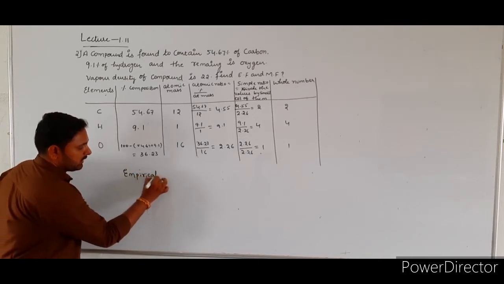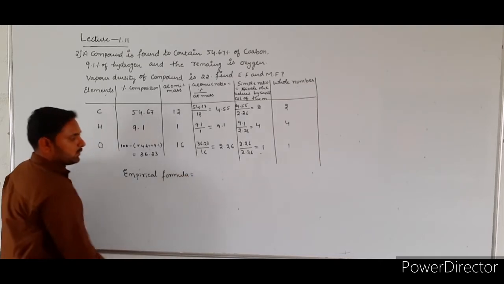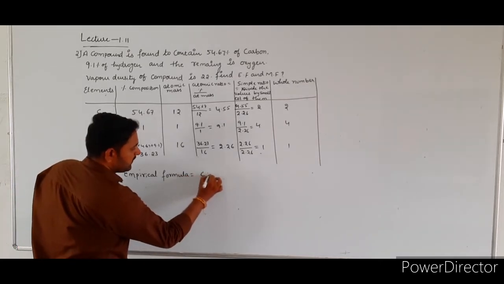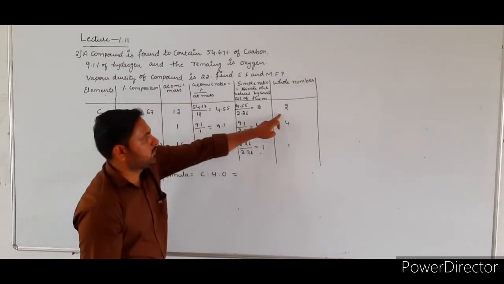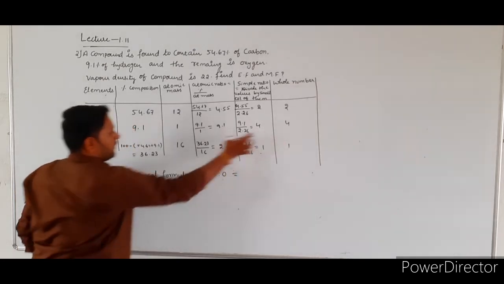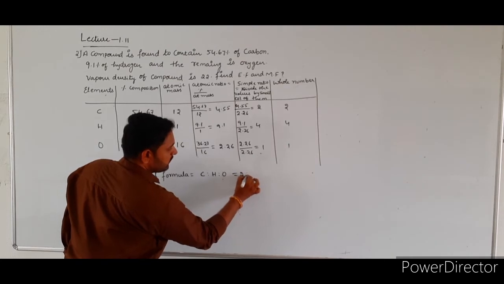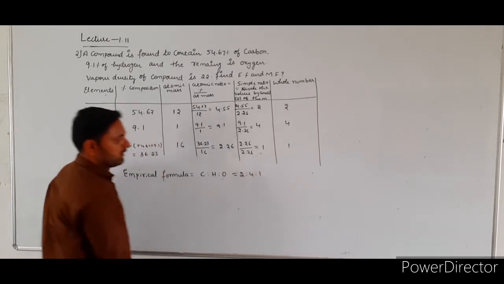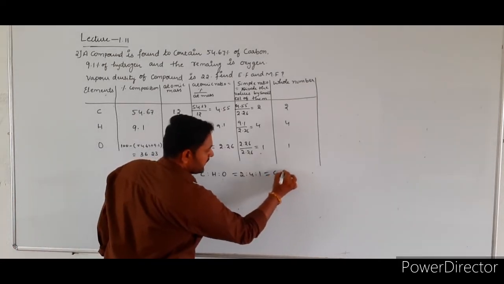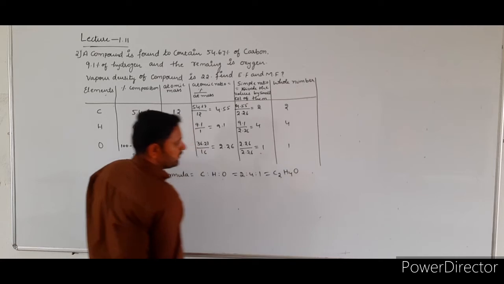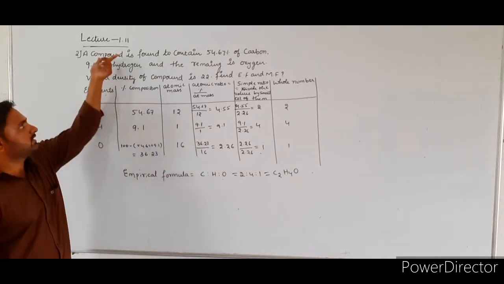Empirical formula is equal to, what is the ratio of carbon, hydrogen, oxygen? Just 2 carbons, 4 hydrogens, 1 oxygen. 2:4:1. So you write C2H4O, with 1 oxygen. This is the empirical formula of this compound.